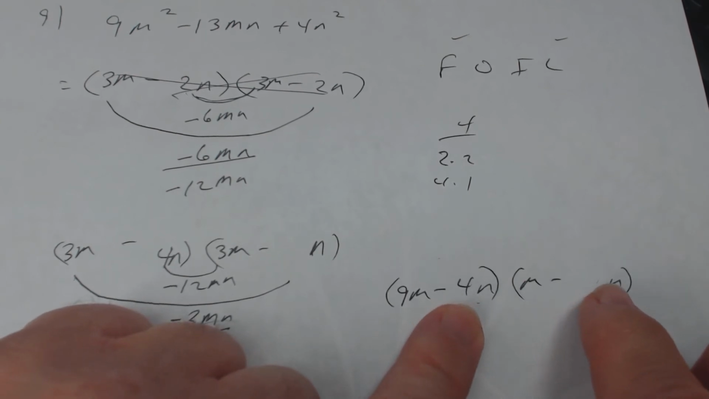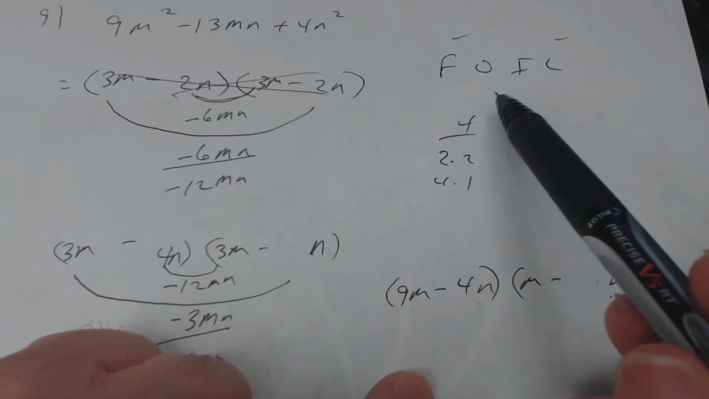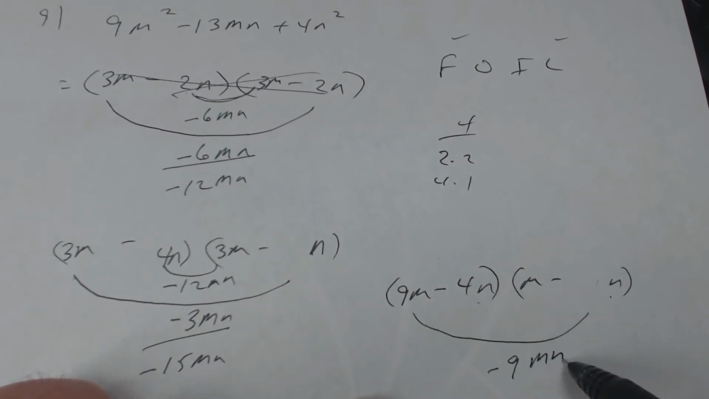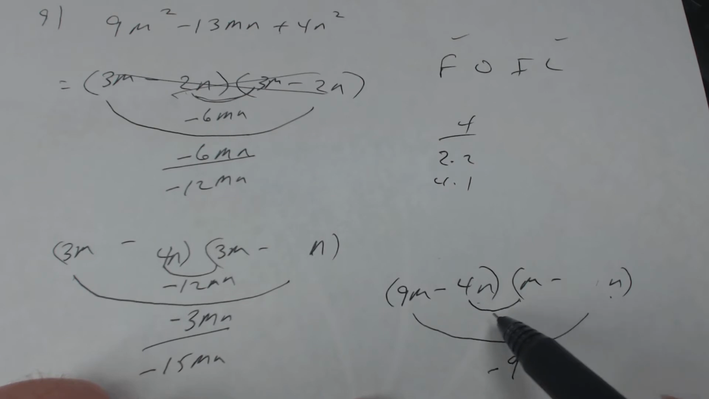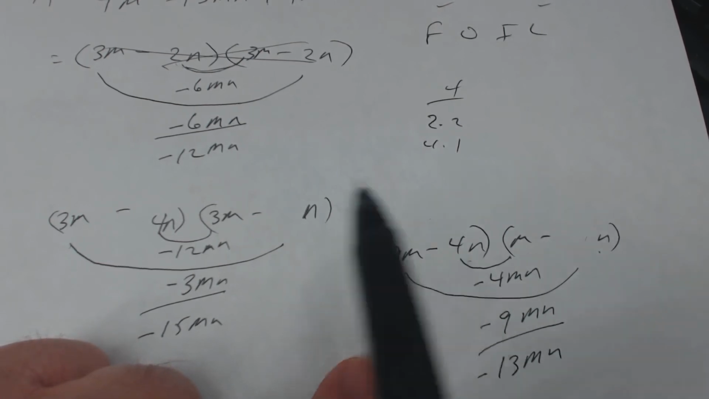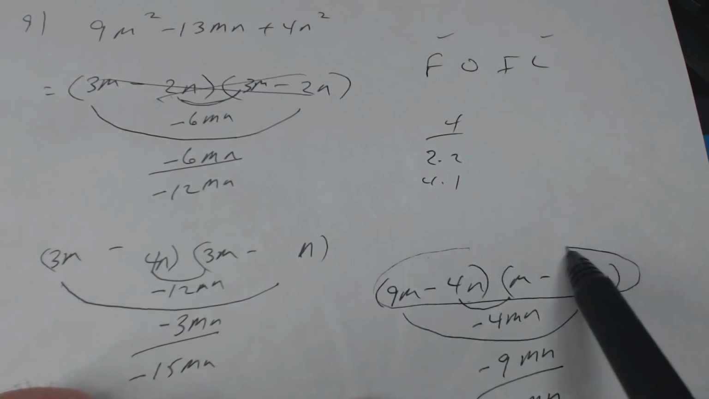A negative 4n times a negative n is a positive 4n squared. So that's what I wanted. Now let's do the outer and the inner. The outer is a 9m times a negative n, which is a negative 9mn. The inner, a negative 4n times a positive m, is a negative 4mn. And when I add them up, I get a negative 13mn, which is what I wanted. So this is the correct answer right here.